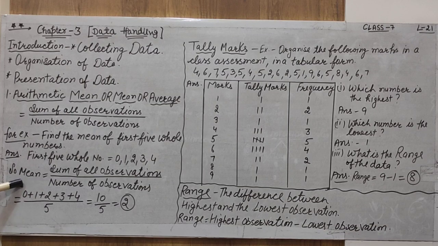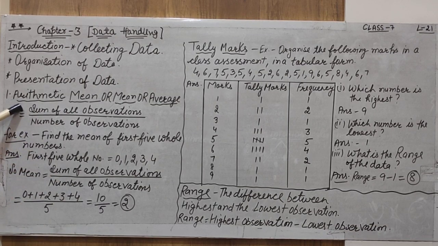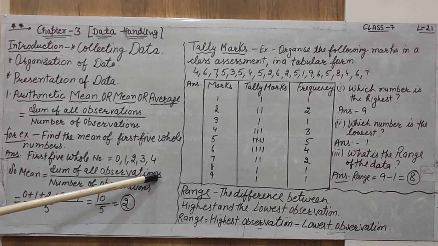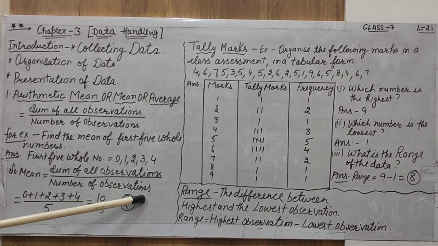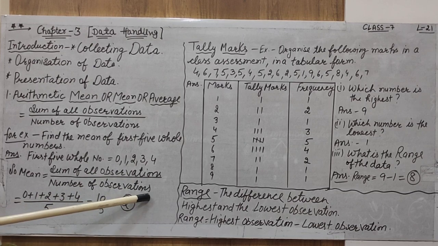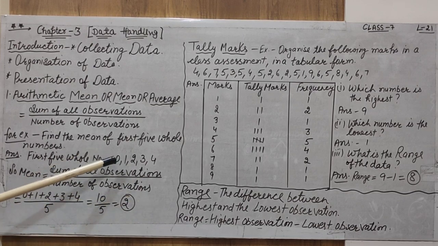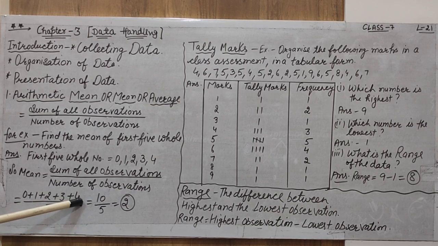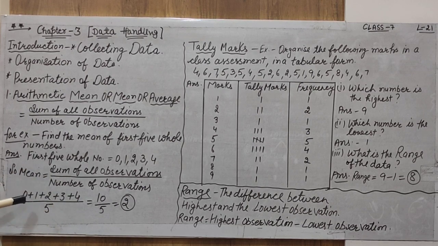Now the mean according to the formula is the sum of all the observations divided by the number of observations. So you have to find the sum of all the observations for the numerator, and for the denominator you have to write the total count of the observations. The observations are 0, 1, 2, 3 and 4. So we have to add 0 plus 1 plus 2 plus 3 plus 4. This is the sum of the observations. Place a plus sign between all the numbers to add them.